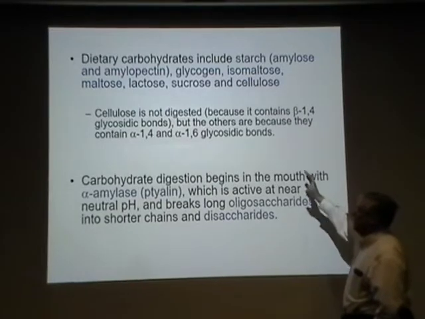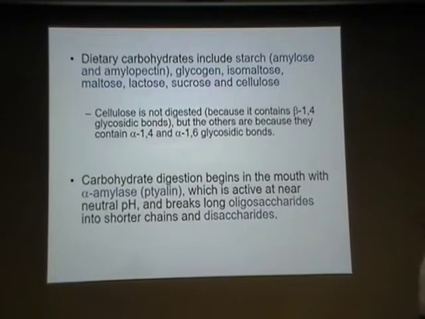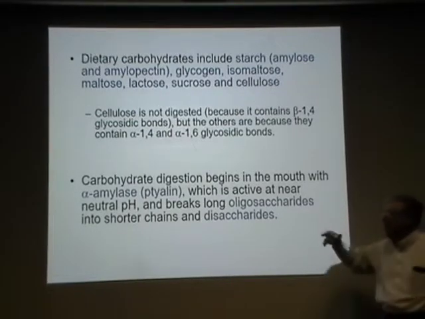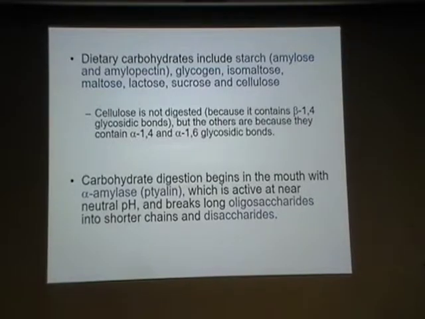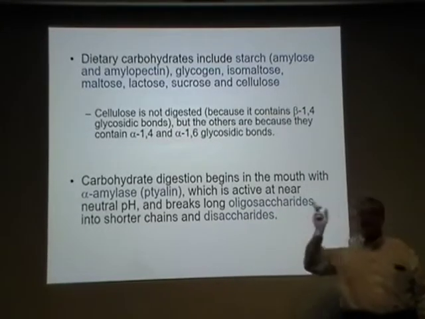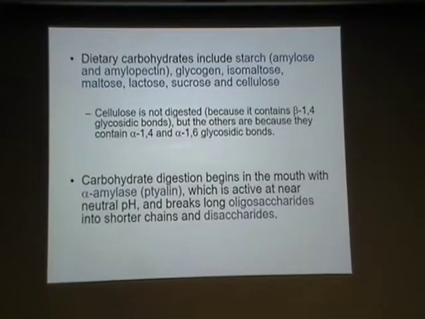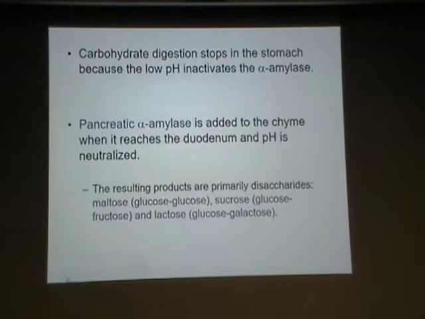Okay, so carbohydrate digestion: alpha amylase, or ptyalin, in saliva. Alpha amylase is active at neutral pH, and saliva has bicarbonate to maintain that neutrality. What does it do? Alpha amylase takes long oligosaccharides and breaks them into shorter oligosaccharides and also disaccharides. The term oligosaccharide refers to a longer chain saccharide. Disaccharide means you have two sugars, two molecules.